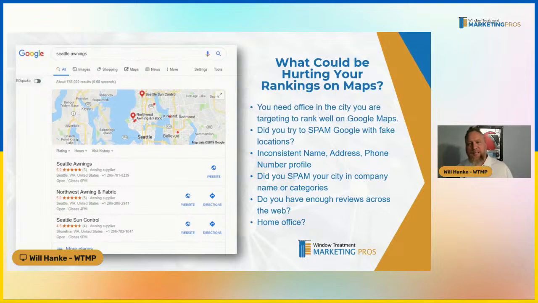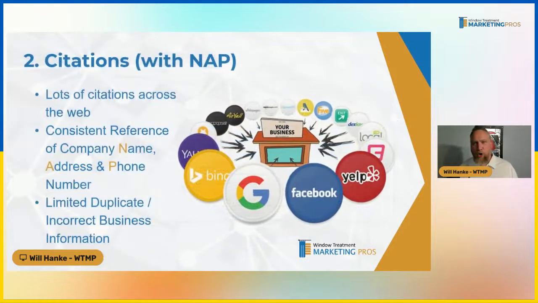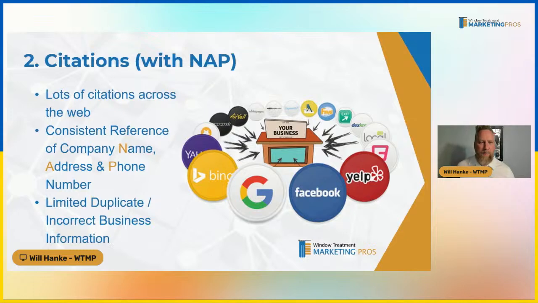Another thing is inconsistent name, address, phone number. We'll talk about this in a minute. We call that the NAP. But if they're inconsistent, then you're missing some opportunities there. Spamming in your city or name or categories. We showed you an example of that earlier. We'll come across a couple more here. Reviews. Quite honestly, this is just a quantity game. The more reviews, the better you can. And then I've already mentioned kind of the home office scenario as well.